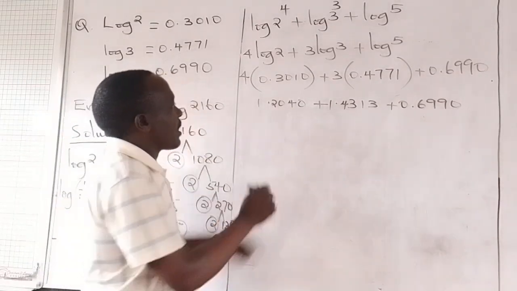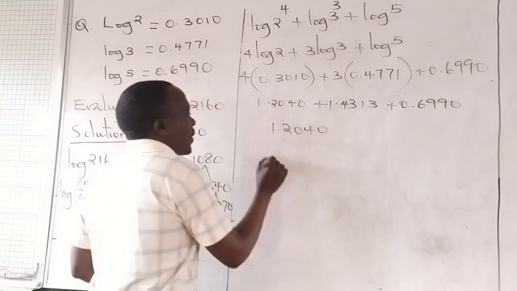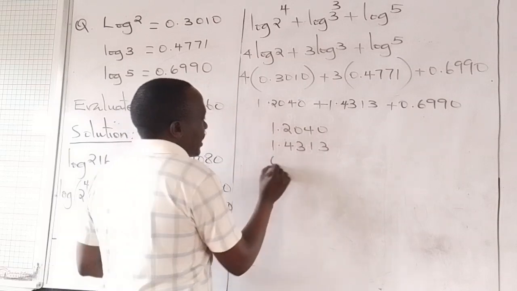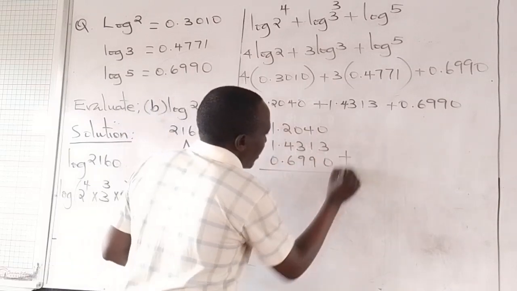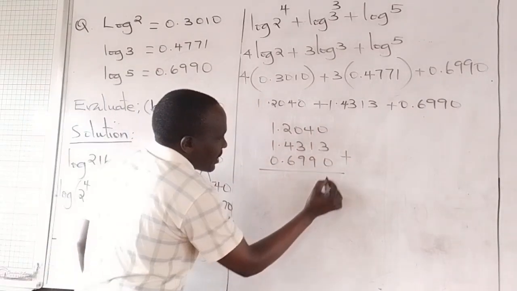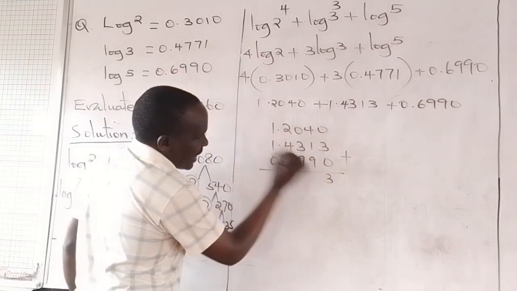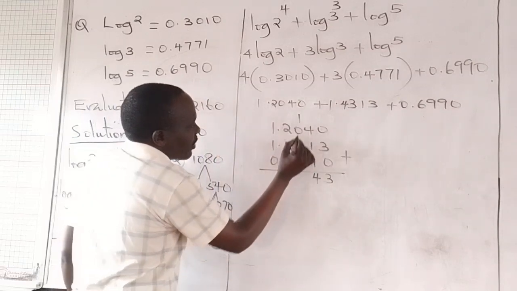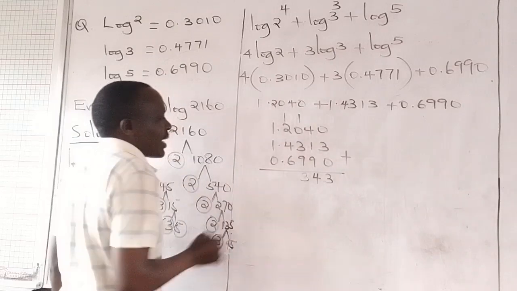Let us use the FATCOM method to add these numbers. 1.2040. We had 1.4313 and 0.6990. So we add them using this FATCOM method. So 0 plus 3 plus 0 is 3. Then 4 plus 1 plus 9 is 14. You carry 1, add 1 there. 1 plus 0 plus 3 plus 9 is 13. Carry 1, you had 1 there.